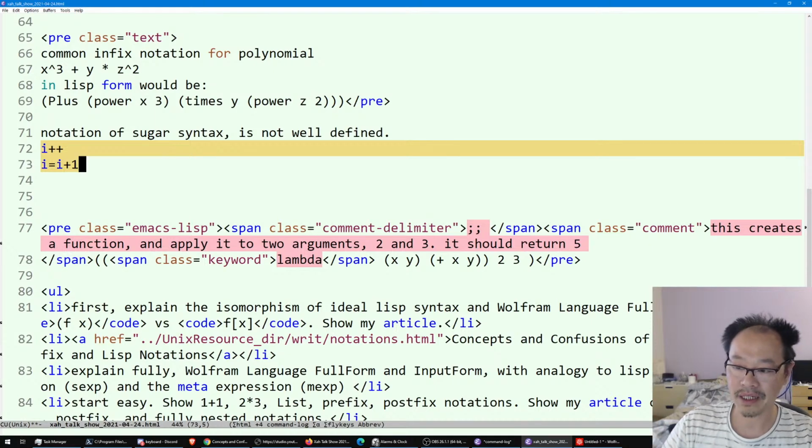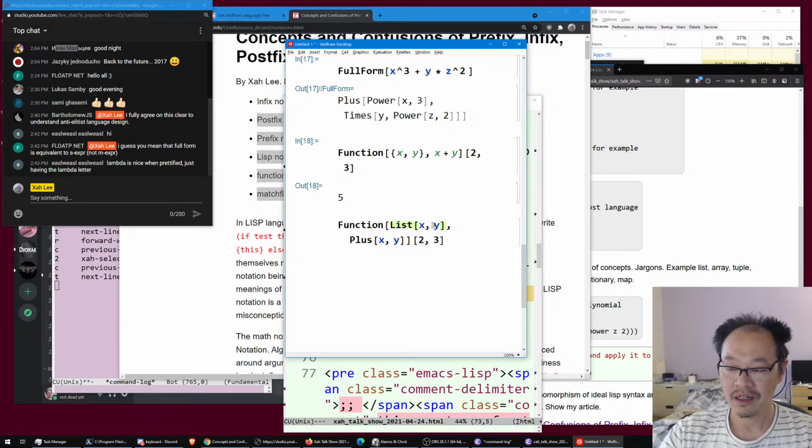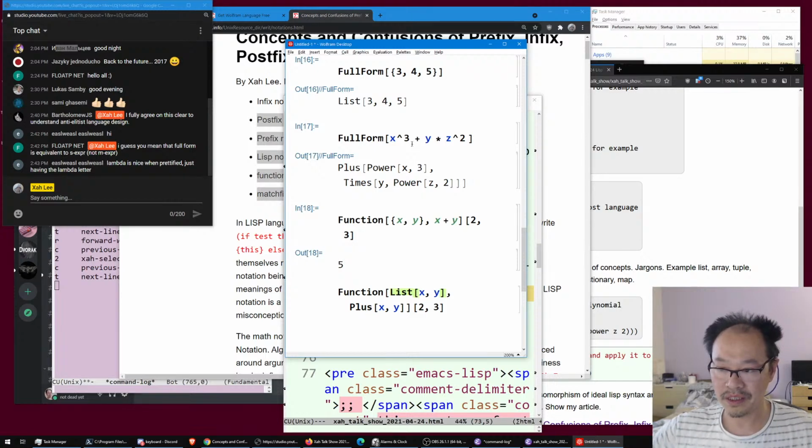But in the Mathematica language, they are syntactically equivalent, 100%. The two layers, the full form versus the input form, are 100% equivalent and systematic. There are no exceptions.